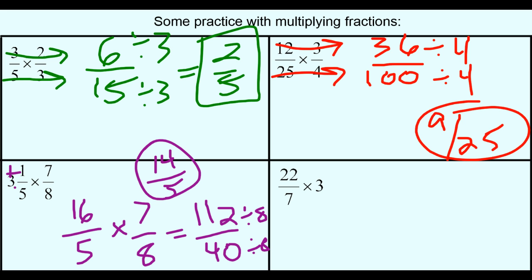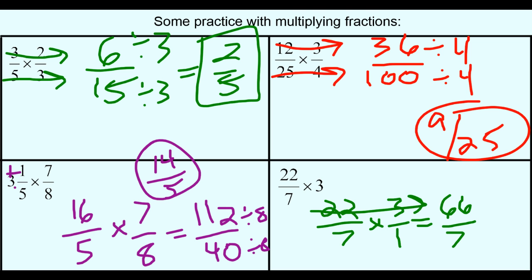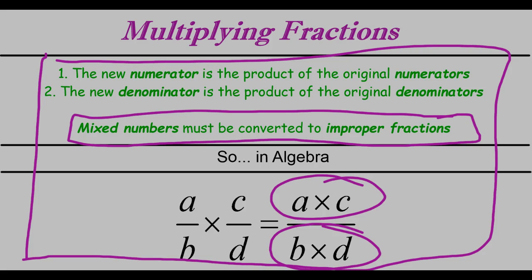And then for 22/7 times 3, we have to remember that 3 is the same as 3 over 1. So that ends up at 66/7 because 22 times 3 and 7 times 1. That is the same as 9 3/7 if you prefer to convert it back into a mixed number, although that is certainly not necessary. 66/7 is simple. So again, multiplying fractions. We multiply fractions to get the product. We multiply the numerators. We multiply the denominators. That becomes our new numerator and denominator, and then we simplify as we need to.